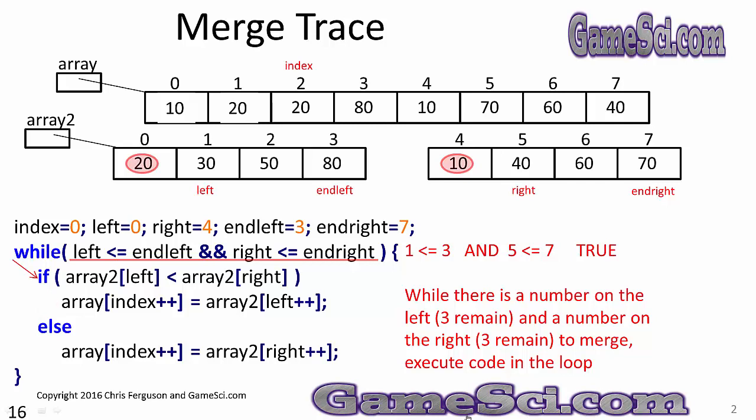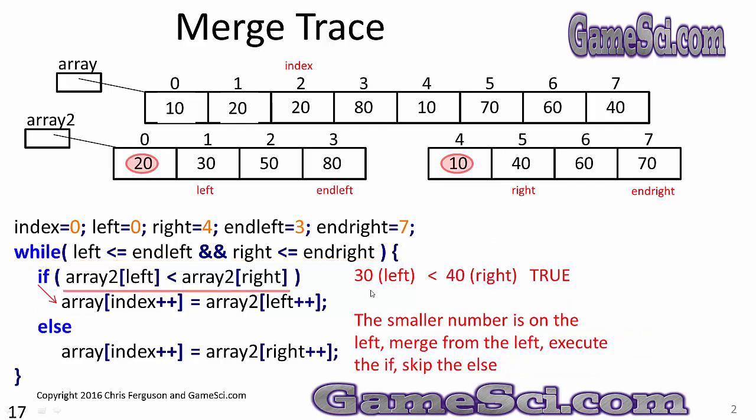if-else statement. I have a 30 on the left side of array 2. Is that less than the 40 on the right side of array 2? Yeah, that 30 and that 40. 30 needs to merge next. The smaller number is on the left. Merge from the left, execute the if portion of the code, and skip the else.